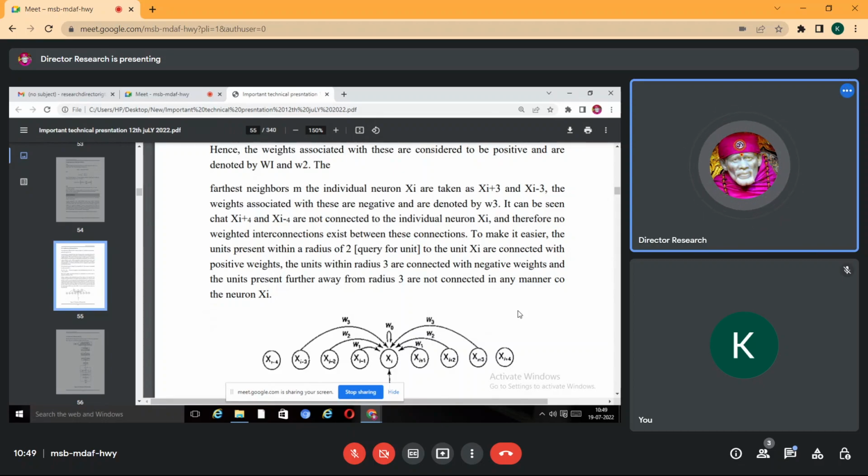It can be seen that x(i+4) and x(i-4) are not connected to the individual neuron xi, and therefore no weighted interconnection exists between these. To make it easier, the units present within the radius of 2 to the unit xi are connected with positive weights. The units within radius 3 are connected with negative weights. And the units farther away than radius 3 are not connected in any manner to the neuron xi.